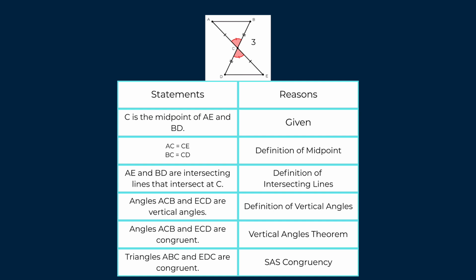So what can we do with this? Well, we have two sides, and then we have their included angle. Look, there are two sides, and the angle that we just proved congruent to another angle makes up the two sides. So we can use the side angle side congruency because the angle is in between the two sides. So side angle side congruency, meaning that we can prove that triangles ABC and EDC are congruent.